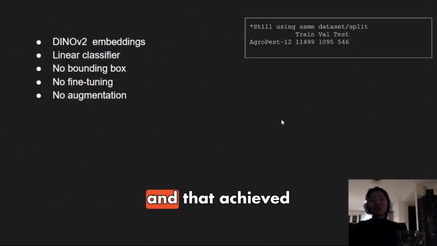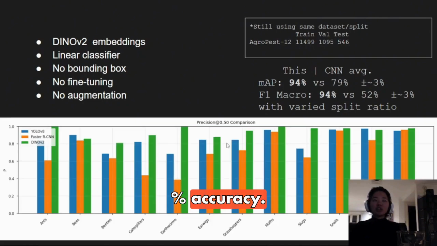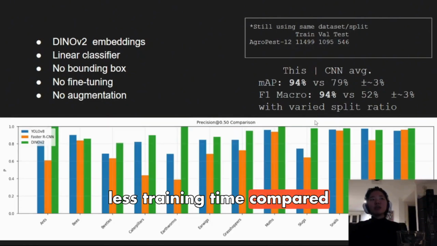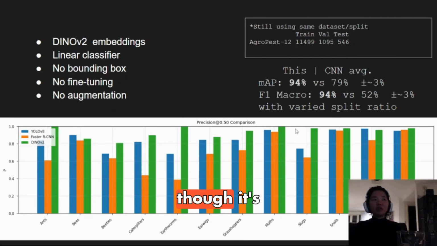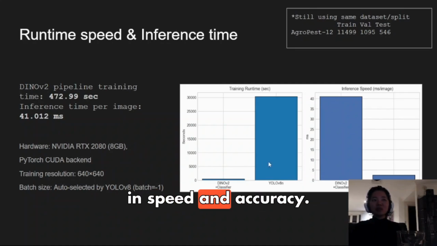We used a linear classifier, and that achieved around 94% accuracy and up to 96% on the different split ratio. That's 15 times better than the CNN average we saw earlier, with around 80% accuracy. It required 98% less training time compared to YOLO. That's twice as fast as SVM, though it's important to note that YOLO involved detection, which is a much heavier task compared to just classification. But YOLO is 17 times faster at inference speed than DINOv2, so it still makes a strong choice for real-time use. But for offline batch processing, the transformer clearly dominates in speed and accuracy.